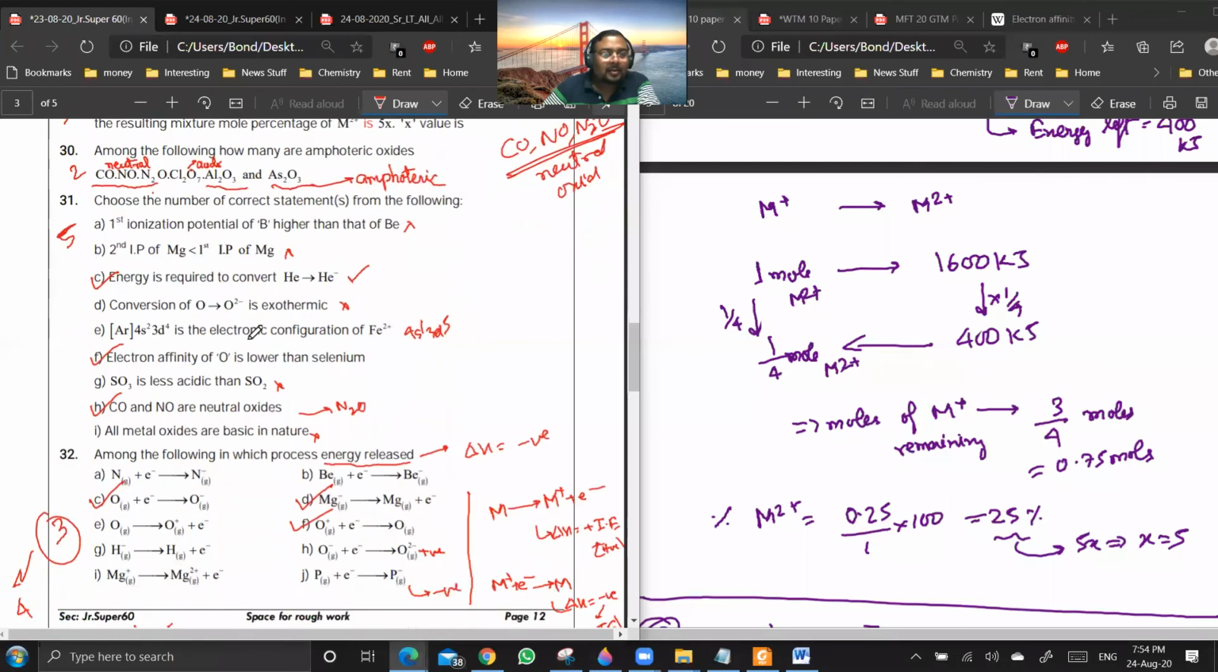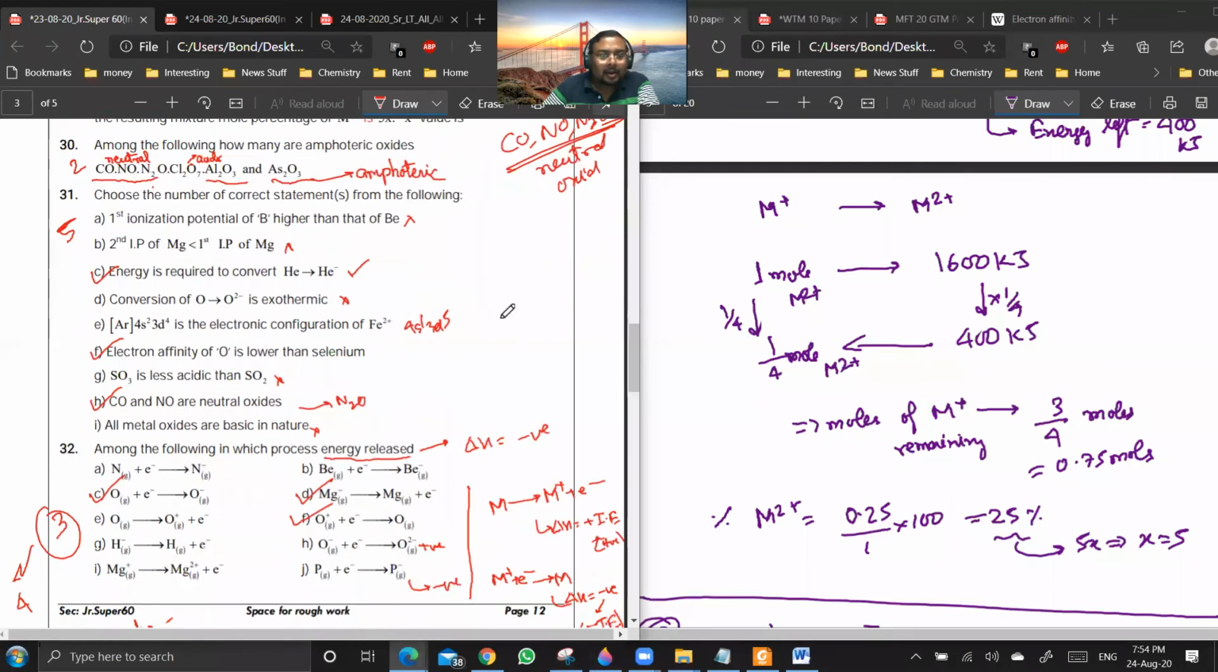Question 31, in the advanced assignment. They are asking which of them is correct. The answer is given as 3 or 5? Sir, it's given 5. Then I think they are asking for the incorrect statements. I think A is incorrect: ionization potential of boron is higher than beryllium is incorrect. Let me first just check.